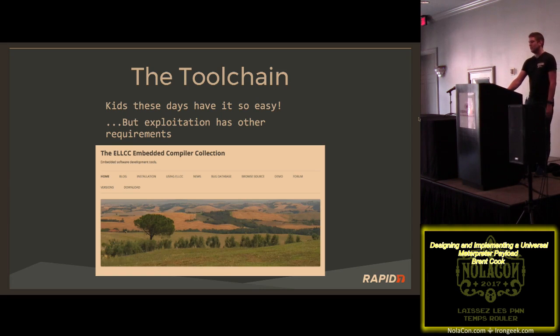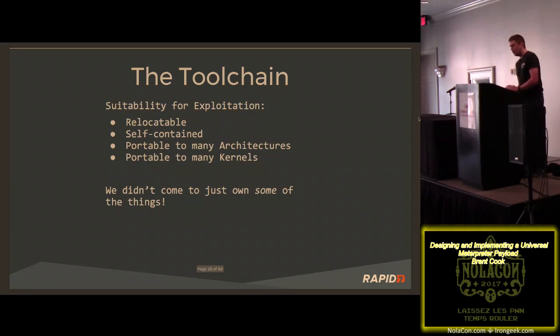Because to do exploitation, you have to do even more than just getting it to build. What do you need to actually build a payload that can actually be used for exploitation? It's not just a matter of functionality, it's a matter of some other things. One, it has to be relocatable, meaning that the code has to be able to run anywhere within memory. You can't rely on the operating system putting it in the right place, because you're basically subverting the operating system. You don't really know where you're going to be, when you're going to be. It needs to be self-contained.